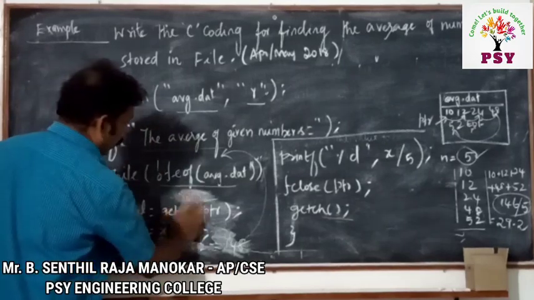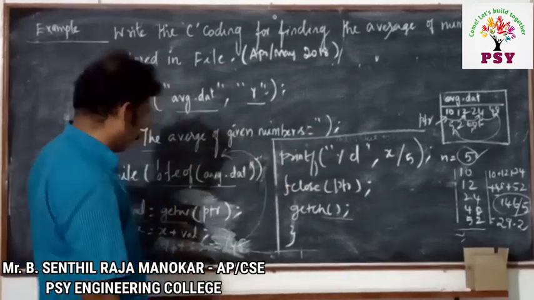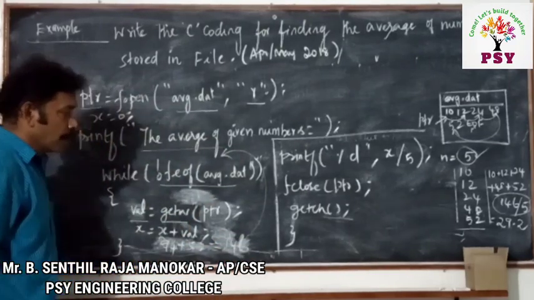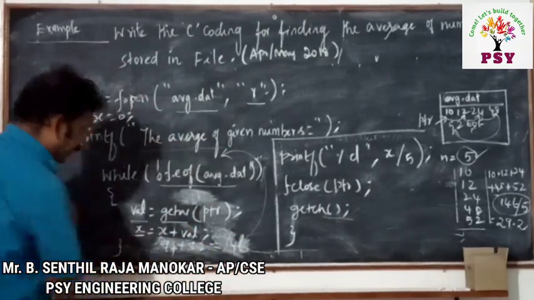Actually the value was here 94. Okay, maybe a mistake while adding the values 10 plus 12. So the answer will be 146. Okay, so 146 is the value of x.